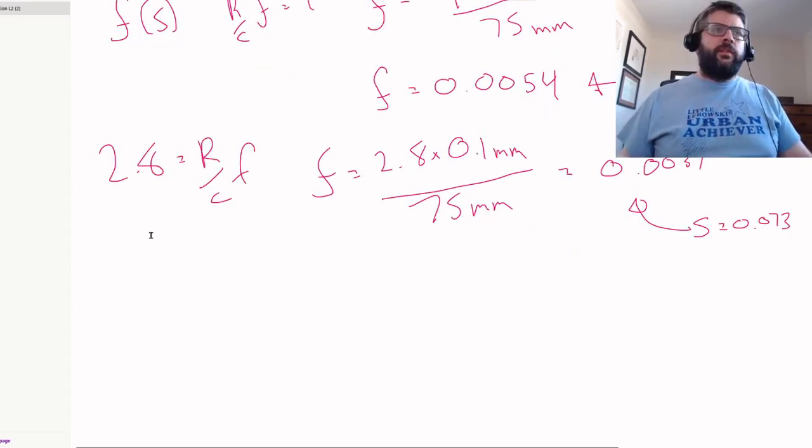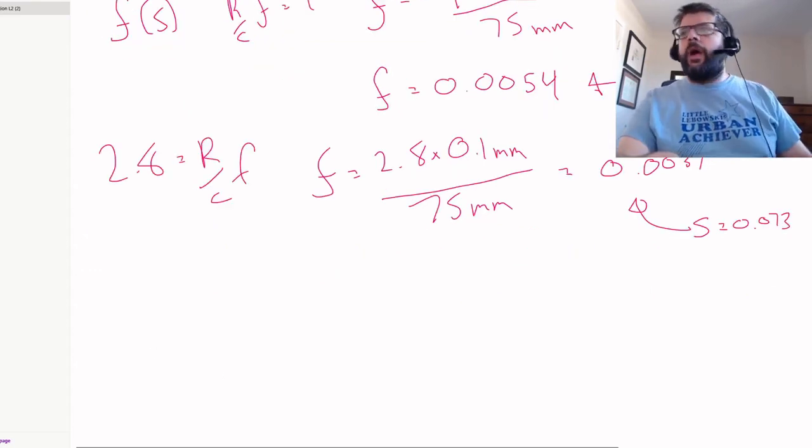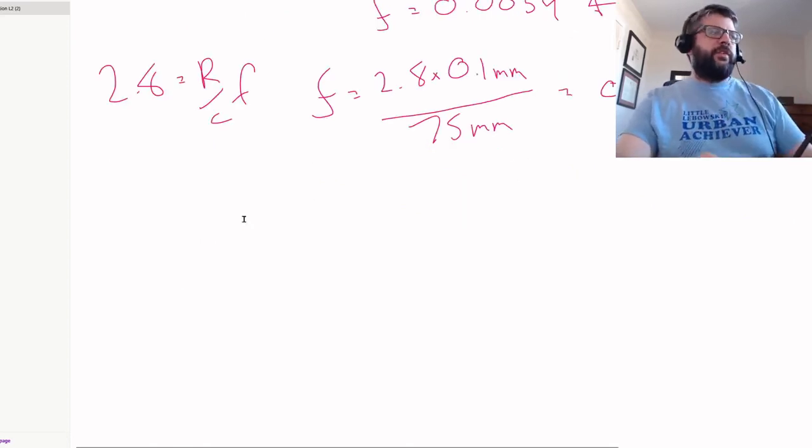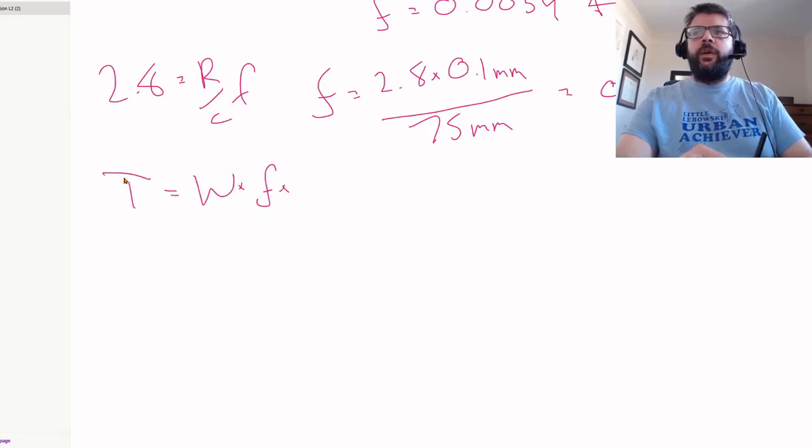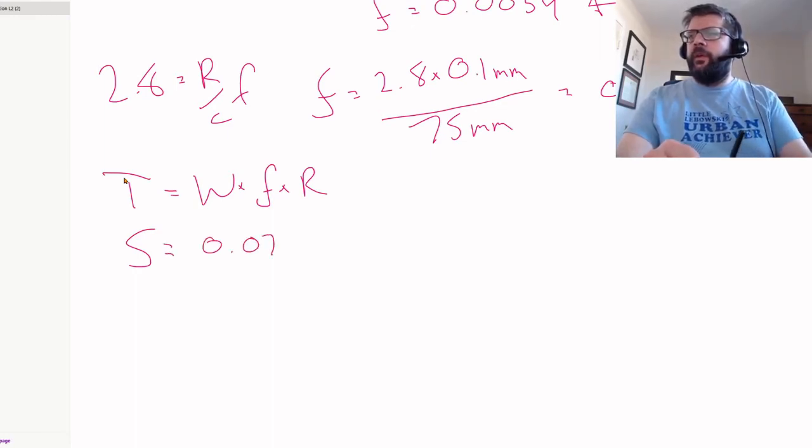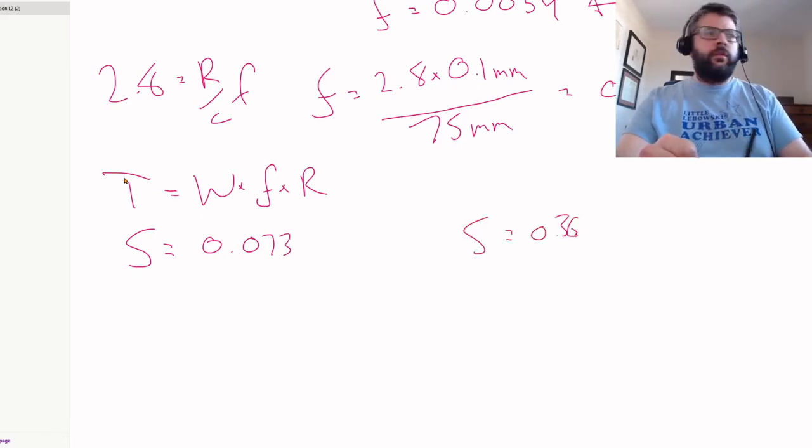So the next thing that the question asked of us was to figure out the power losses. Again, just a reminder, the coefficient of friction basically allowed us to figure out our torque. Our torque was equal to the load times the coefficient of friction times the radius. So let's just do this in columns. Over here we're going to have S equal to 0.073. Over here, let's do S equal to 0.36.